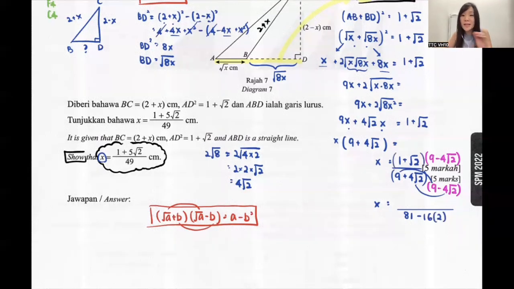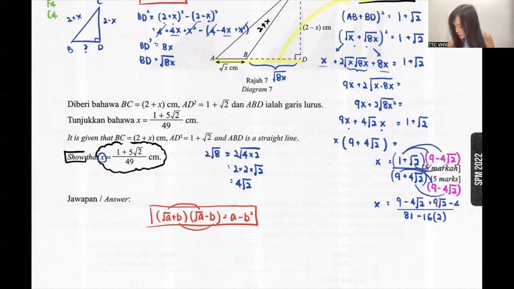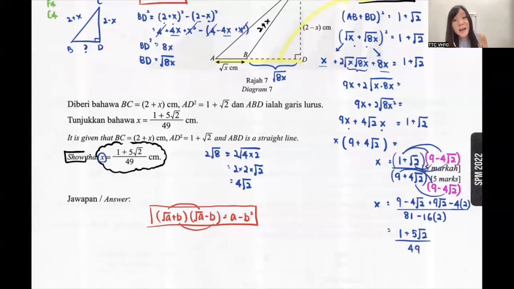Then the top, we have no choice. The top needs to be slowly expanded. 1 times 9, 9. 1 times 4 root 2, 4 root 2. Root 2 times 9, 9 root 2. Positive 9, negative 4 root 2, and negative 4 times root 2 times root 2 is left with a single 2, so 4 times 2, 8. So the top: 9 minus 8 left 1, negative 4 root 2 plus 9 root 2, positive 5 root 2. Denominator, 81 minus 16 times 2, I get 49. Guys, happy or not?